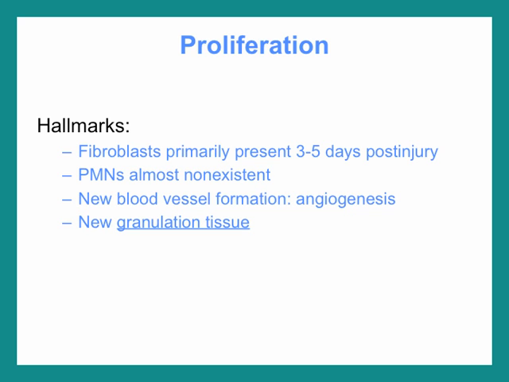So hallmarks of this phase, and these are written down in your notes. Fibroblasts primarily present 3 to 5 days post-injury, so add that in there. Polymorphonuclear neutrophils, the PMNs, are almost non-existent. They've pretty much done their work. They've come in, taken out the initial dead tissue and debris, and are now removing themselves from the site. We have new blood vessel formation, which is taking place. This is also called angiogenesis. And new granulation tissue, which is beginning to form.